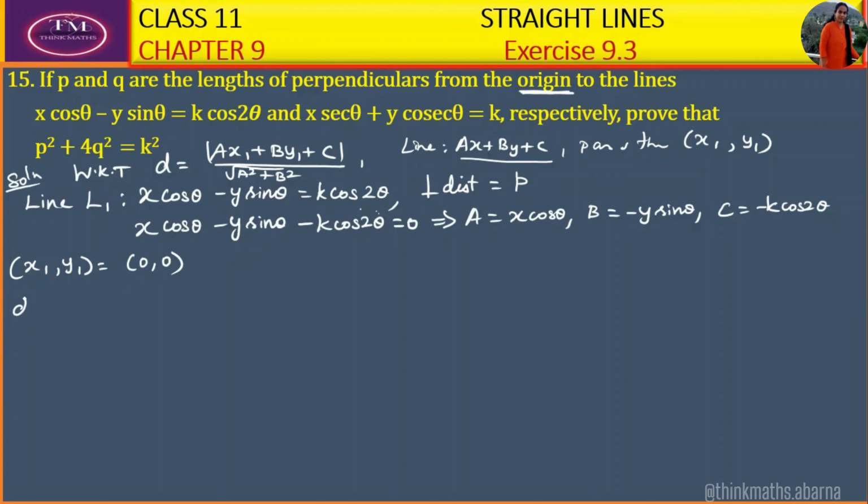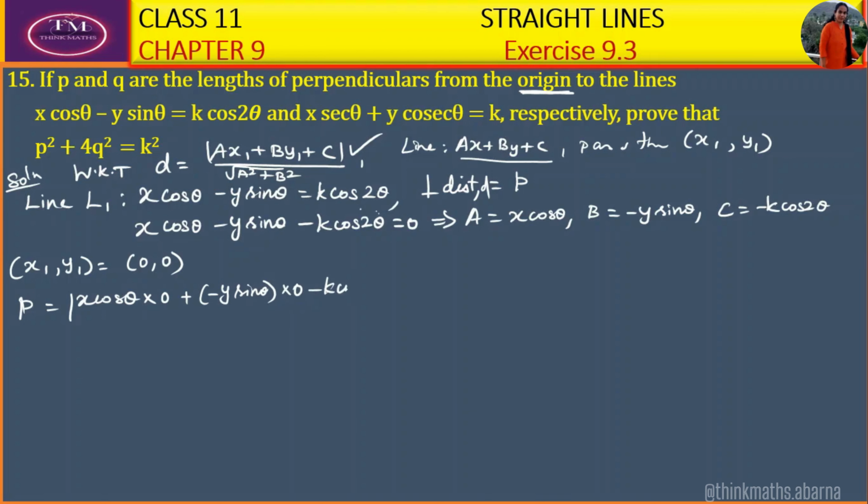Now the distance D will be equal to A into, what is A? A is cos theta. So instead of writing D here, what is given? Perpendicular distance is given as P. So substituting in this formula, perpendicular distance is P. So P is equal to modulus of, what is A? A is cos theta into x1 which is 0, plus B which is minus sin theta, and y1 is also 0, plus C. What is C?